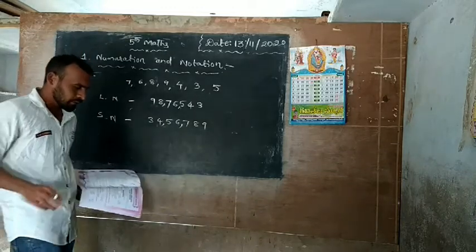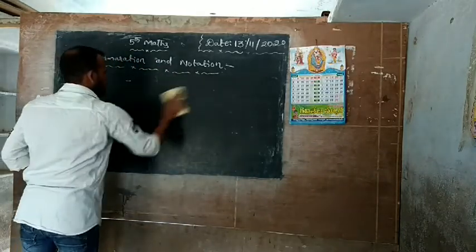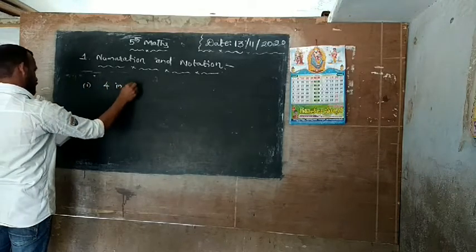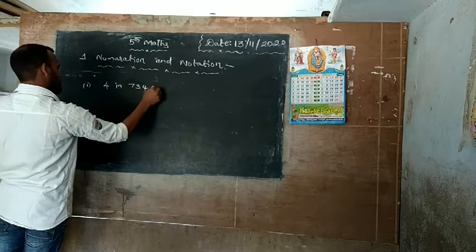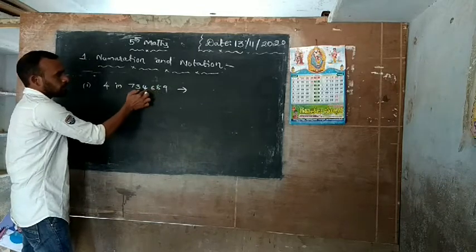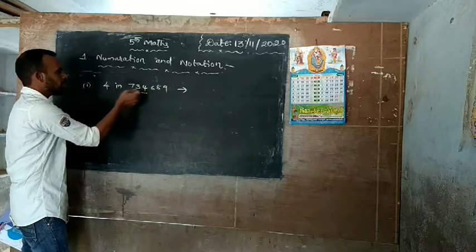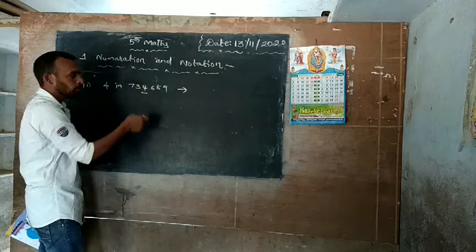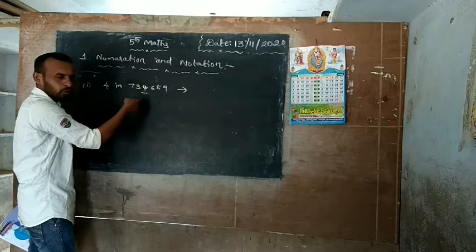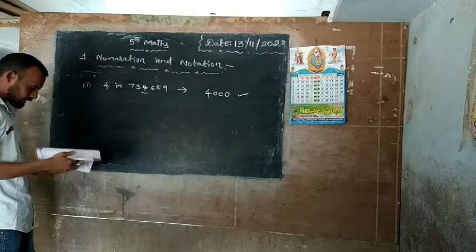So I will explain some more examples now. The remaining problems you will solve. See here. First one: 4 in 7,34,689. In this number we have 1s, 10s, 100s, 1000s, 10,000s, lakh. What is the place value of 4? 1s, 10s, 100s, 1000s. Okay, 1000s. So the place value of 4 is 4,000. Okay, understood?